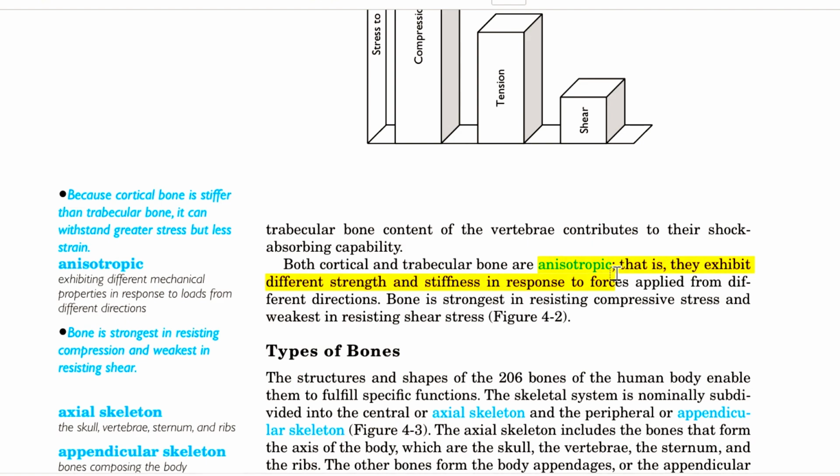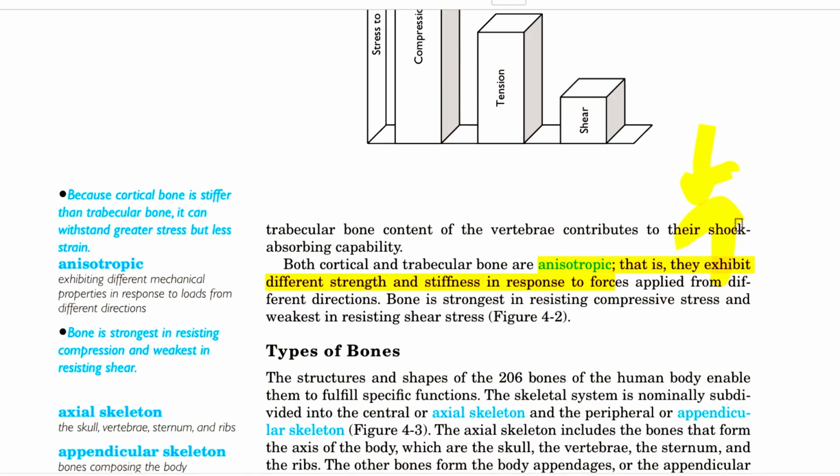So bone is strongest when force is applied in compression, like pushing down. Like if you push the bone down from both directions, from here and from below as well, what happens? It basically compresses. It is weakest when force is applied as a shear, sliding force.